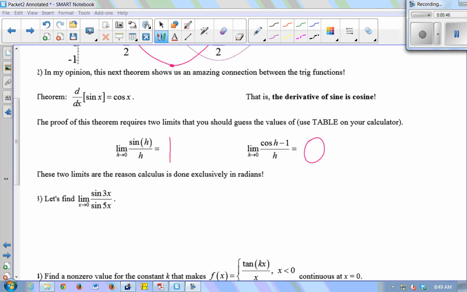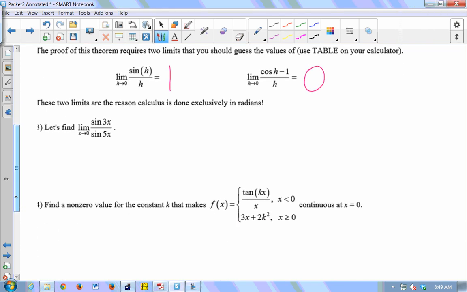But before I go to the proof, we're going to do a couple of examples where we use these limits, where I make these limits work to my advantage in trying to calculate other difficult limits. So if I want to take the limit as x goes to 0 of the sine of 3x over the sine of 5x, what happens if I just plug 0 in?